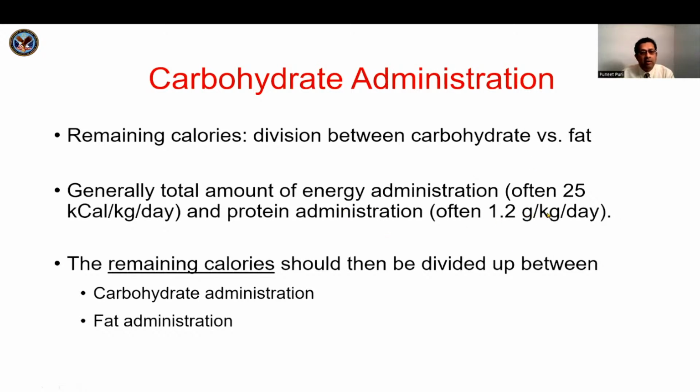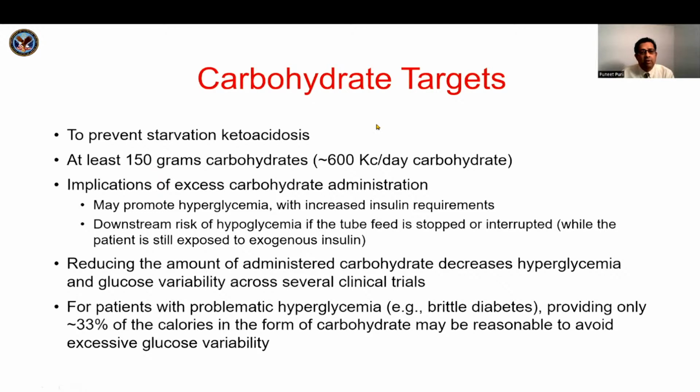Total caloric administration is about 25 kilocalories per kilogram, and protein administration is as above. So we have already identified those. Then the remaining calories come from fat and carbohydrate. The target for carbohydrate is at least 150 grams in the critical setting, which is about 600 kilocalories per day of carbohydrate. This is to help prevent starvation ketoacidosis.